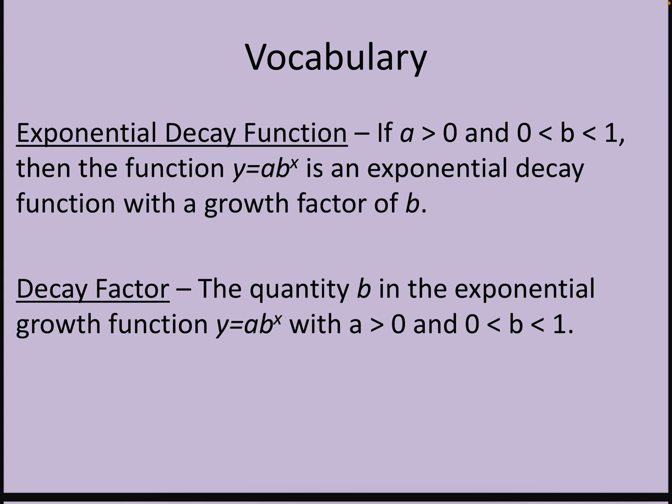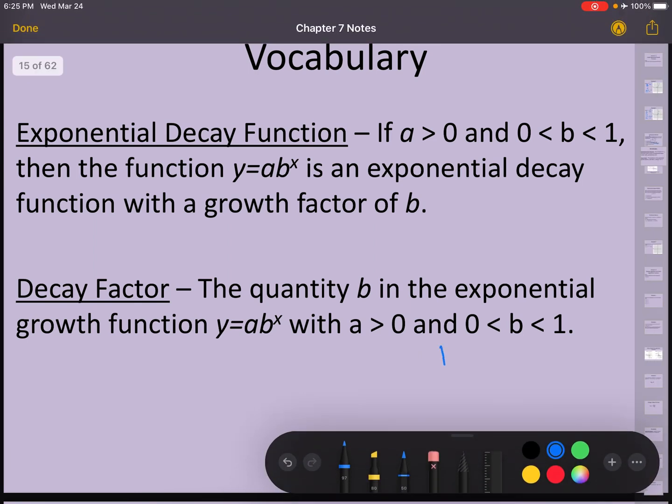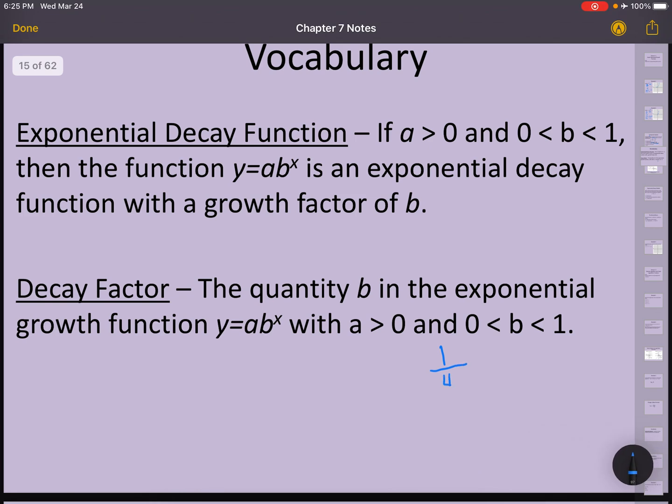So basically, if b is a fraction that is less than 1, like 1/4, that is decay. But just because b is a fraction doesn't mean it's automatically decay, because we can write whole numbers as fractions as well. So like 12/4 is the same thing as 3. So even though it is a fraction, it is not decay because it's still bigger than 1. Okay?